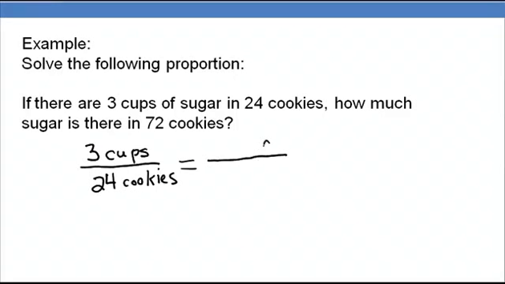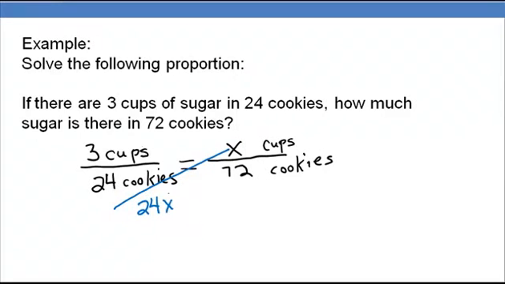On this side, go ahead and put your labels. So cups in the numerator, cookies in the denominator. And then fill it in. How much sugar, so that's cups of sugar, is there in 72 cookies? And now we're ready to solve. So you're going to do your cross products on the diagonals. So we're going to do 24 times x gives us 24x.